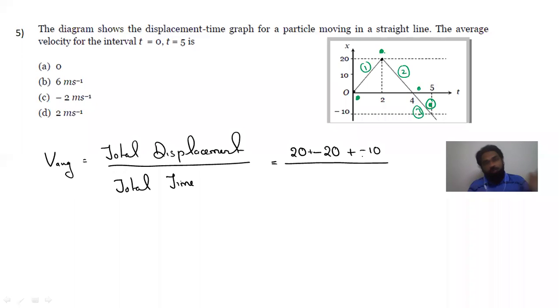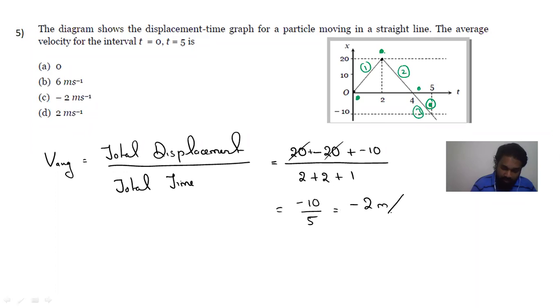Displacement means we will have to consider the direction, not distance they are asking. And time is what? 0 to 2 plus 2 to 4 plus 4 to 5, that is 1. So totally, the 20 will be cancelled off. Minus 10 divided by 5, we will be getting minus 2 meter per second. This is the average velocity. Option C is the correct answer. Okay, please go through the solution. If anyone has any doubt, please ask.